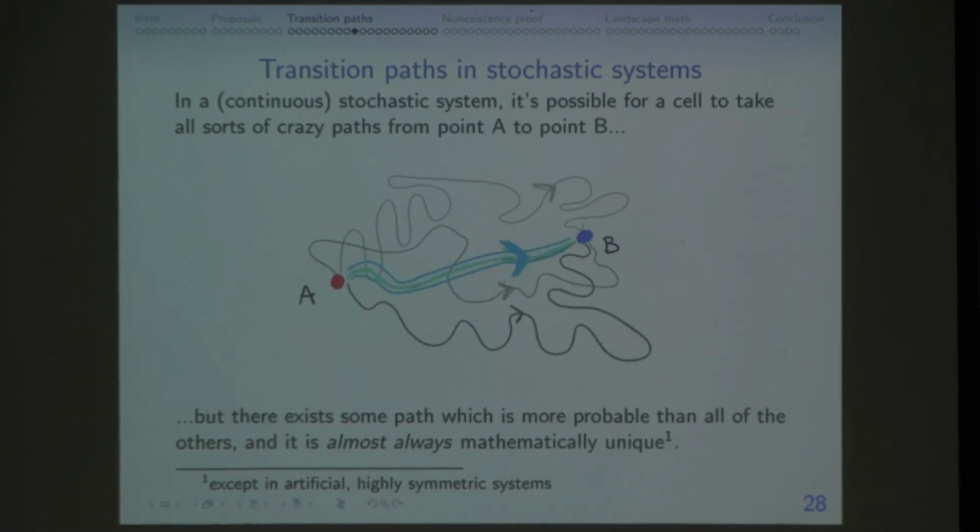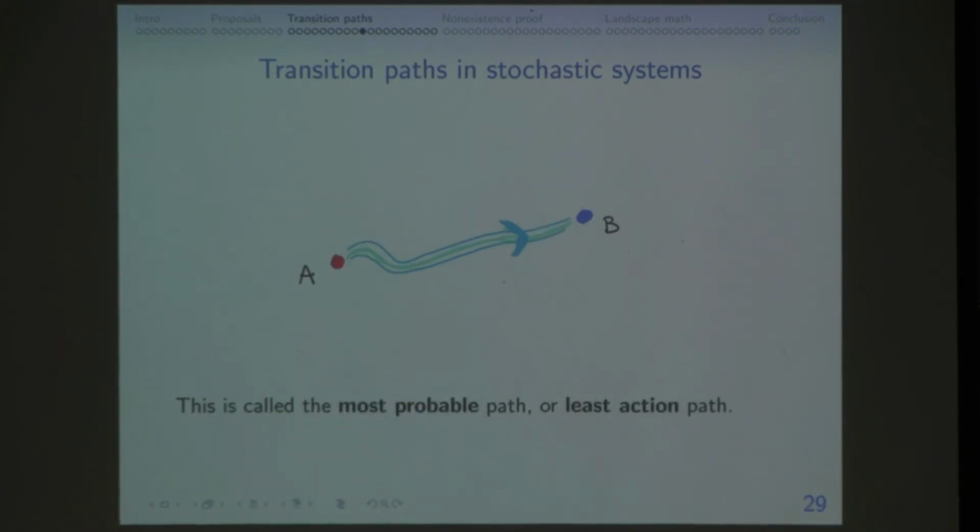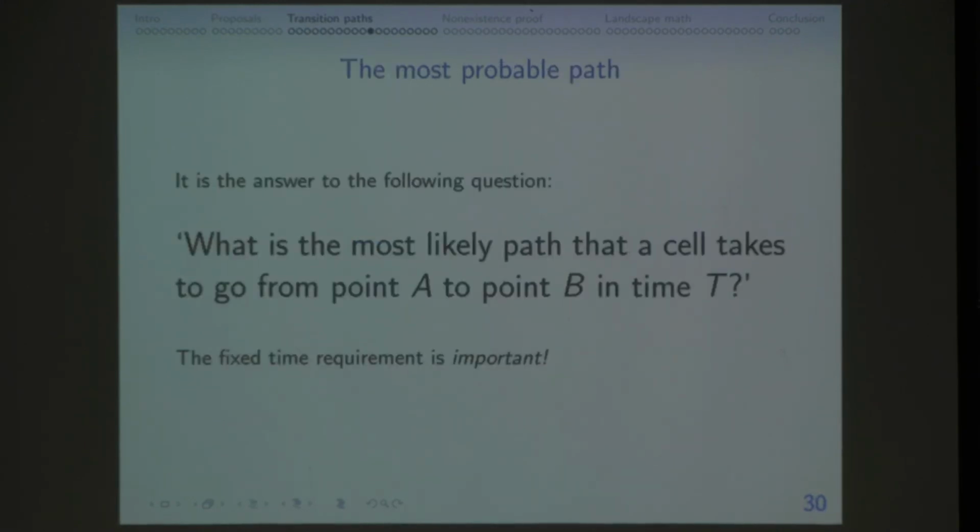But generally speaking, except in certain artificial, highly symmetric situations, there's always going to be some path which is more likely that the cell takes than any other path, highlighted in blue here. And that's what you call the most probable or most likely or least action path. It's the answer to the very specific question, what is the probability that I go from point A to point B in a fixed amount of time t? And that time requirement turns out to be important.